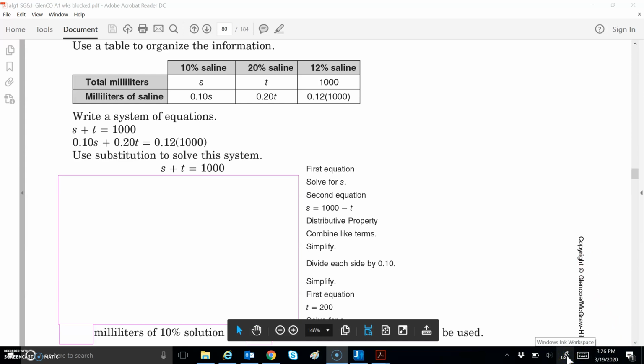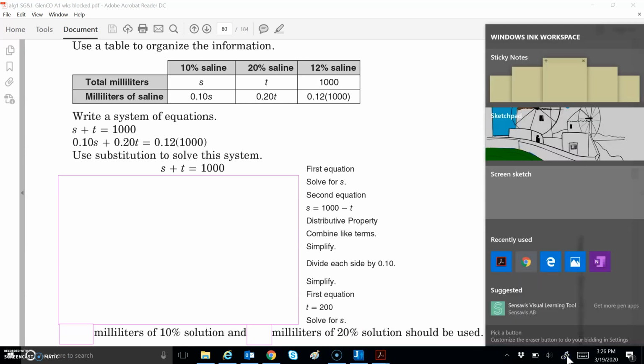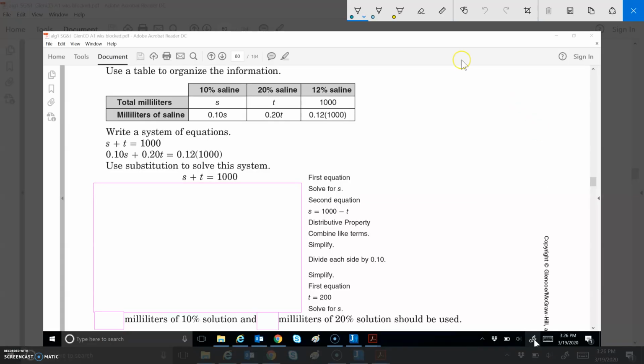So our first equation is that S plus T equals 1,000. So that's going to be easiest to solve for. We could solve for S or we could solve for T. It doesn't really matter. They suggested S. Like I said, it doesn't matter. So let's solve for S. So minus T, minus T. So S equals 1,000 minus T. All right. There it is.